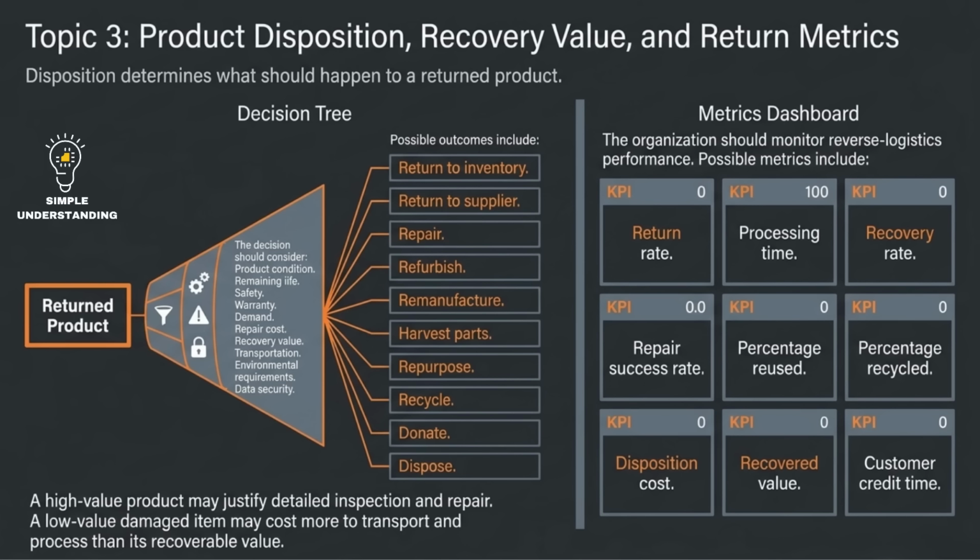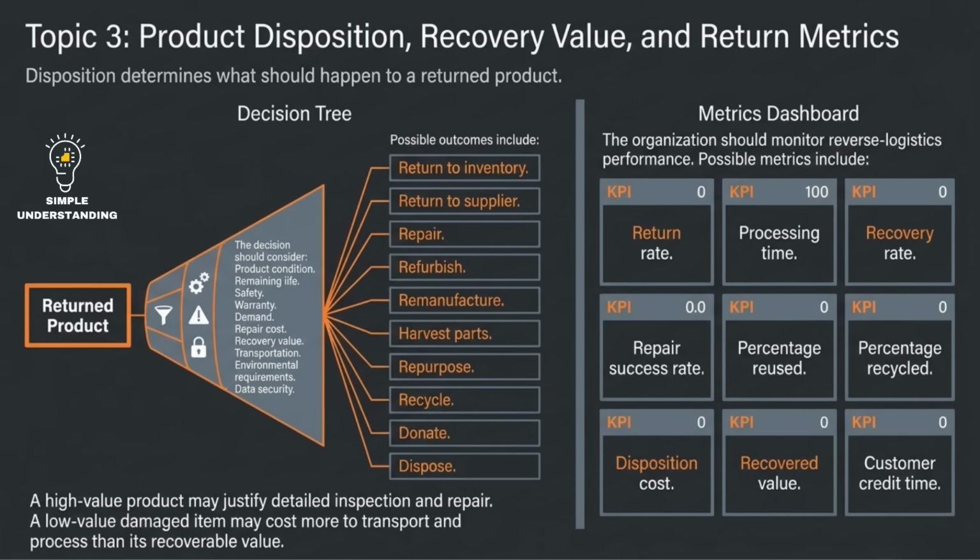The decision should consider product condition, remaining life, safety, warranty, demand, repair cost, recovery value, transportation, environmental requirements, data security. A high-value product may justify detailed inspection and repair. A low-value damaged item may cost more to transport and process than its recoverable value.